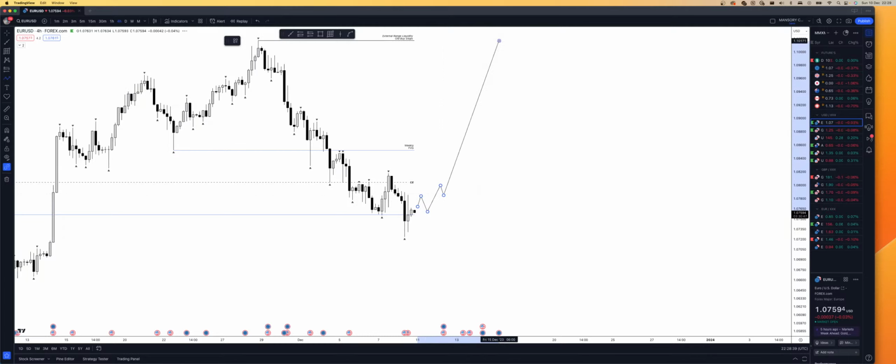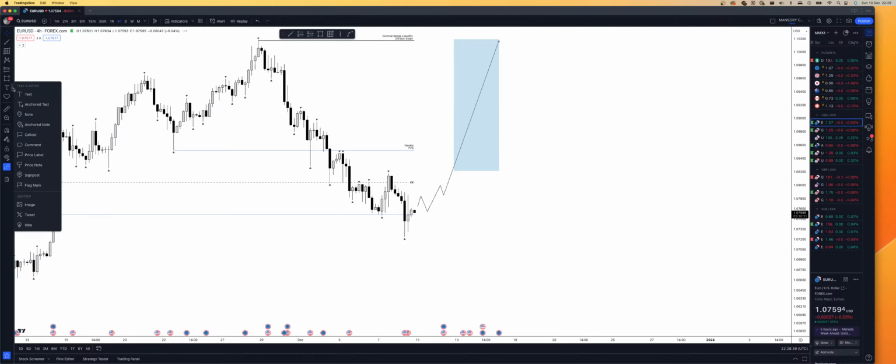And then what I'm going to be doing, once we've had a market structure shift and a break of structure, then during all of this zone here, I'm just going to be looking on the 1 hourly. Where the heck's the path tool again?